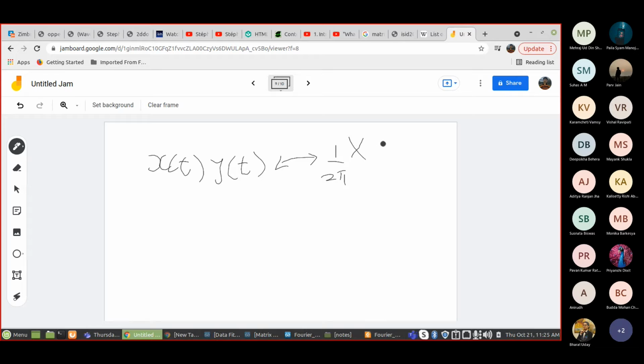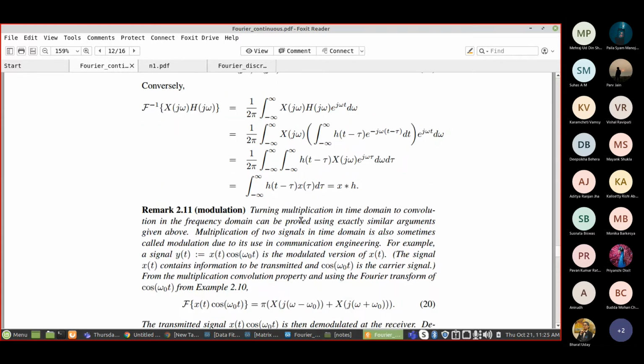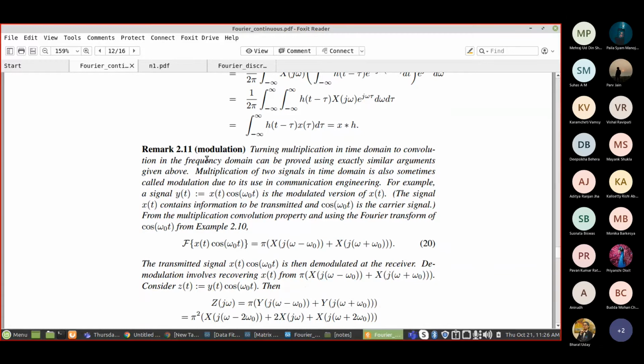X of j omega, let me not write j omega, convolution with y of j omega. So there is a 1 over 2 pi factor. That is the only difference. And the derivation is exactly identical. So you can start with 1 over 2 pi x j omega convolution y j omega and show that in time domain you get multiplication and vice versa. But let us go through this modulation property because this is important in communication engineering.